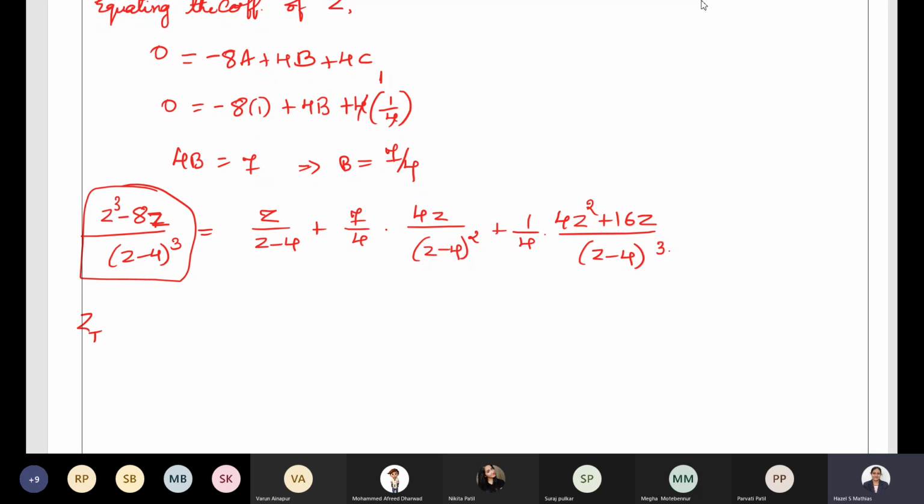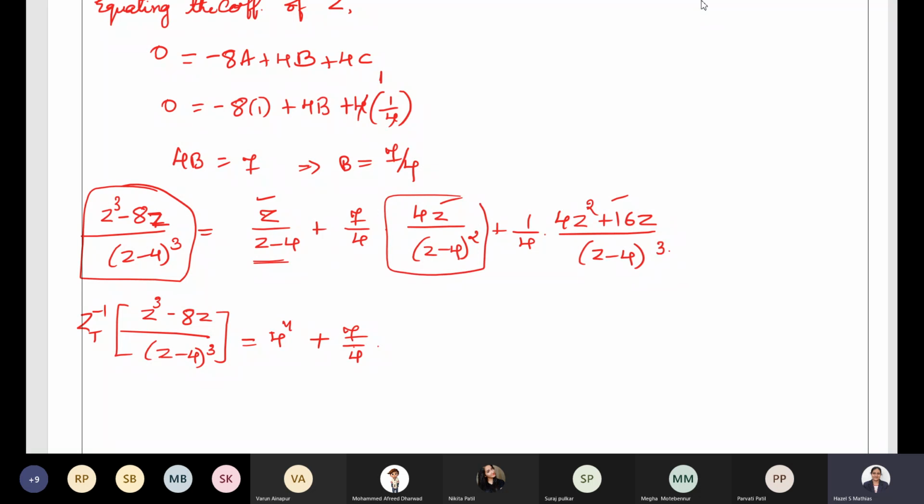That's why I apply the inverse z transform. So what happens when we apply the inverse z transform? It is z cube minus 8z divided by z minus 4 whole cube, that is equal to the inverse z transform of each of these things. So what is the inverse z transform of z by z minus 4? It is 4 power n, plus 7 by 4 into, what is the inverse z transform of 4z by z minus 4 whole square? It is 4 power n into n.